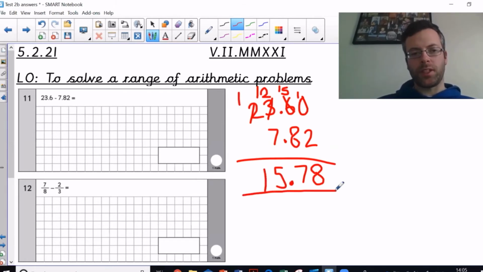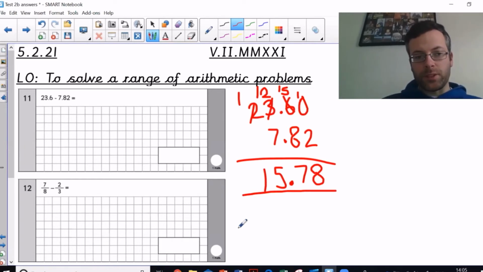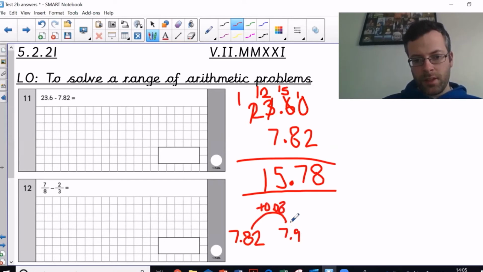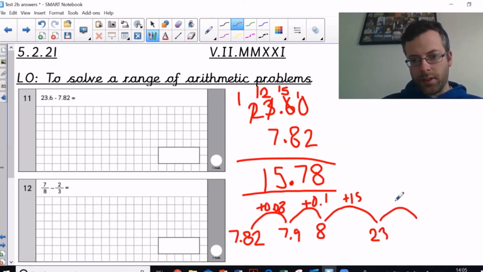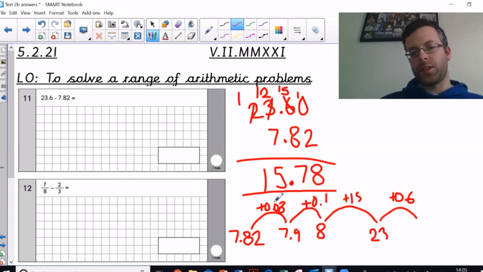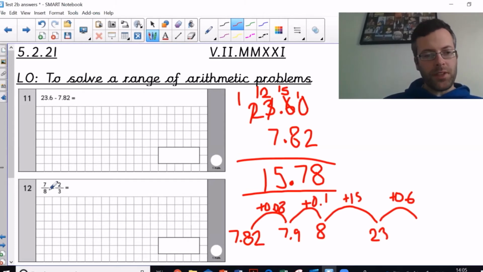Plus that, 15.78. So if I was counting on, what I would have done is 7.82, add 0.08 to get me to 7.9, add 0.1 to get me to 8. Then from 8 to 23 I know is 15. Then I've got to add on the 0.6. So I'm left with 15.6, 15.7, 15.78. Moving on, 7/8 take away 2/3.